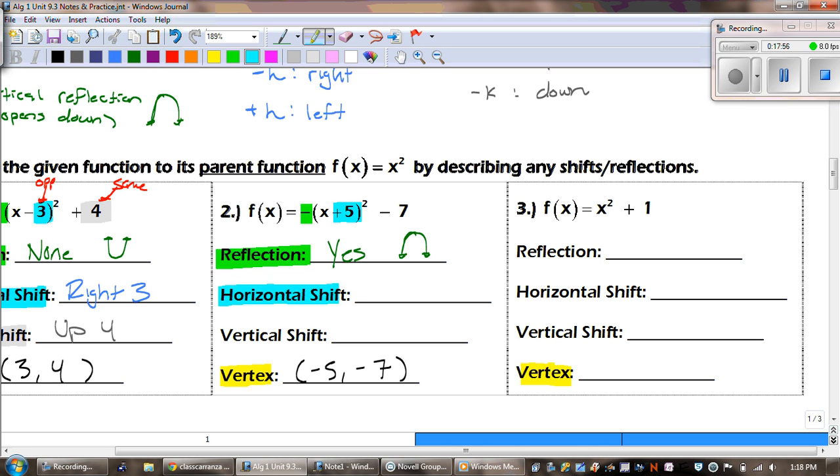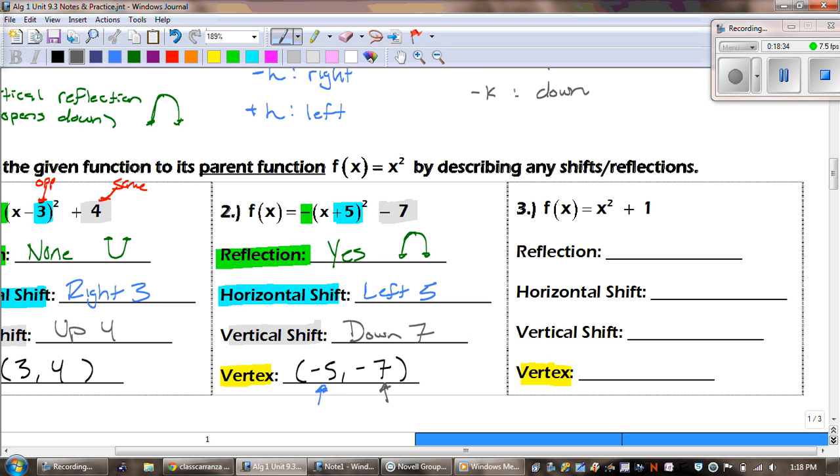Okay, horizontal shift. What's that telling? Are we going to move right or are we going to move left? Well, look at your vertex. Your vertex tells you right here. It's negative. So that means that we are going to go left, and we are going to go left 5. Okay, and the vertical shift, that -7 tells us that we're going to go down 7. Okay?